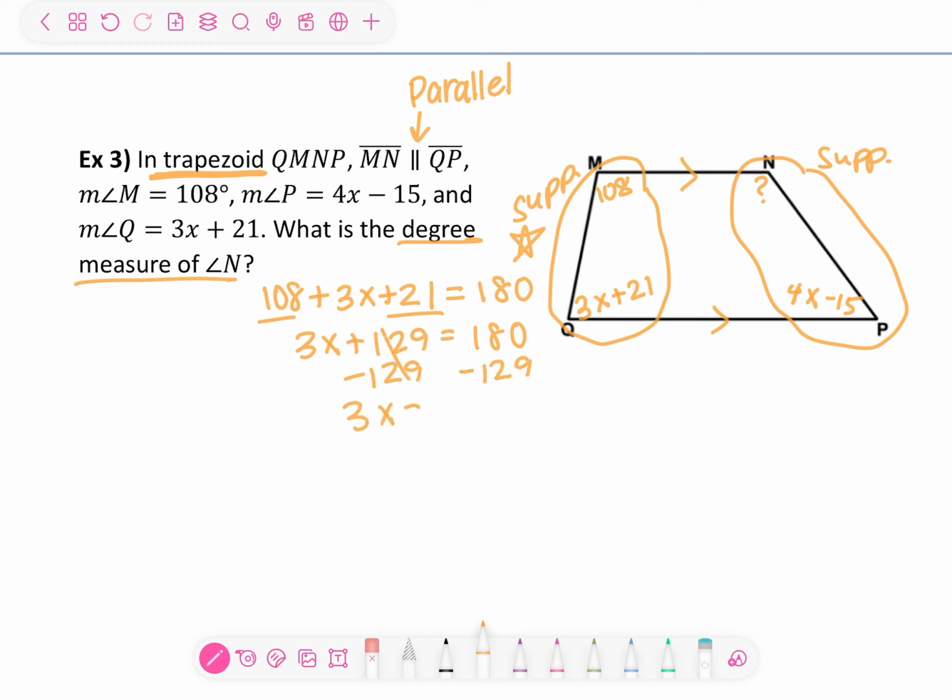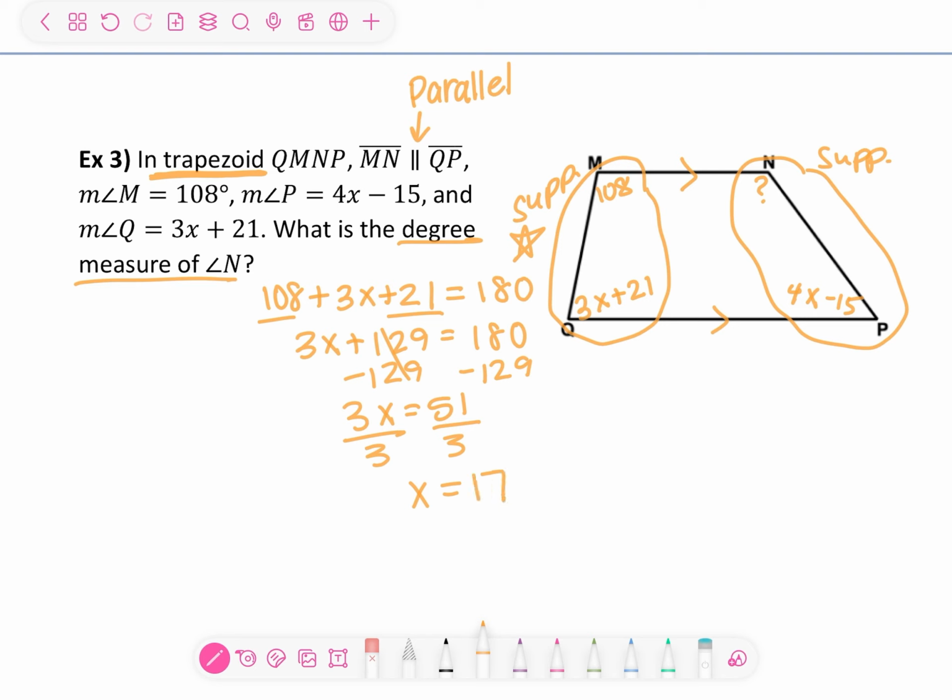So 3x is equal to, I think it's 51. Do it in my calculator so I don't mess up. 180 minus 129. Yeah, 51. And then just divide by 3. And so we will get x equals 17.